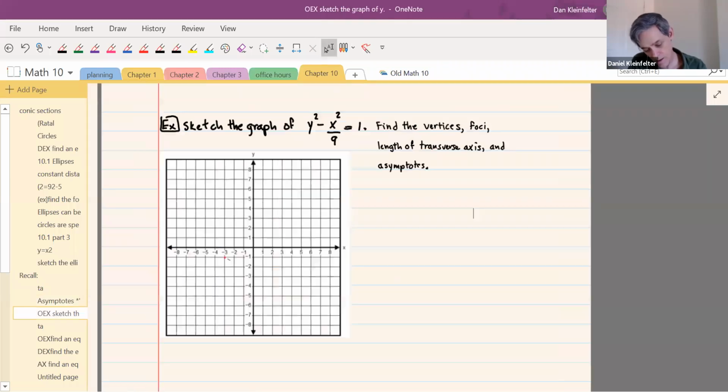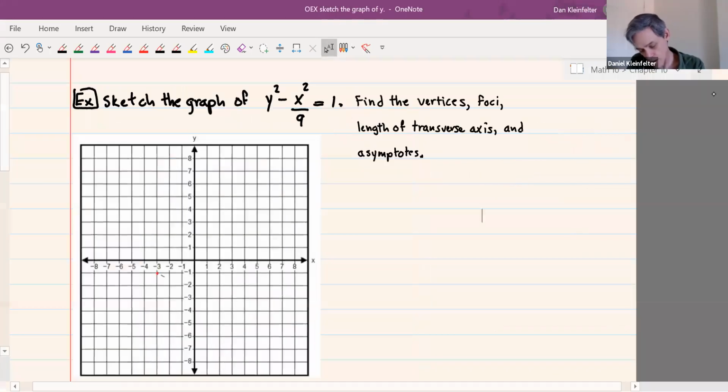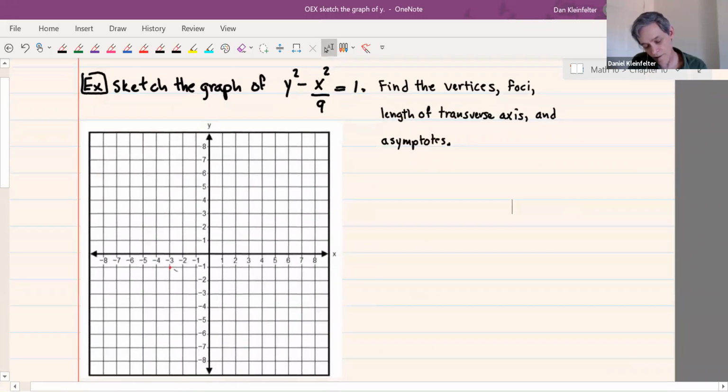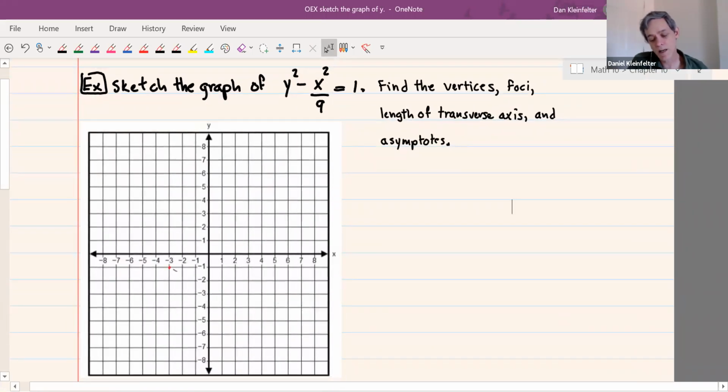Okay, right here. So we're going to sketch the graph of this hyperbola, y squared minus x squared over 9 equals 1. We're going to find the vertices, the foci, the lengths of the transverse axis, and also the asymptotes. Okay, so go ahead and get started on that, and then we'll work on it together.